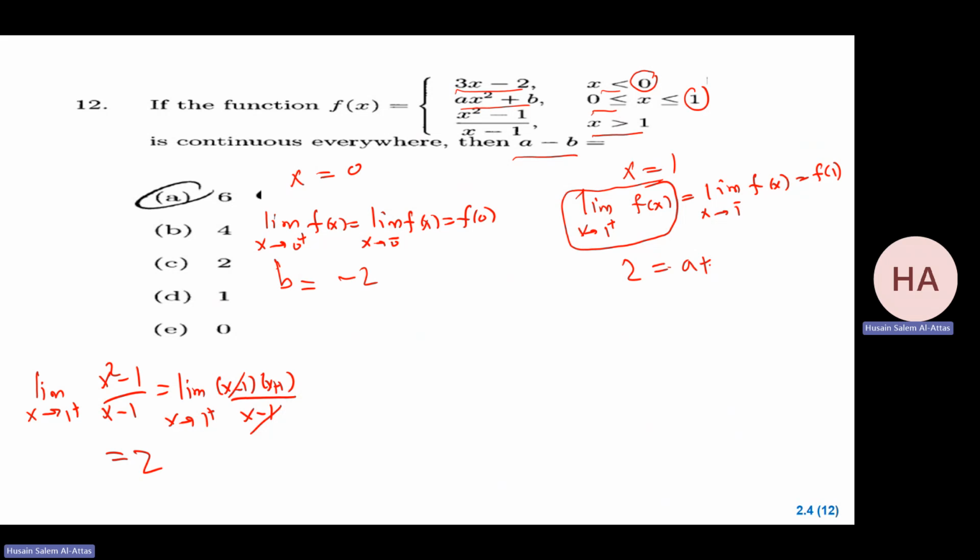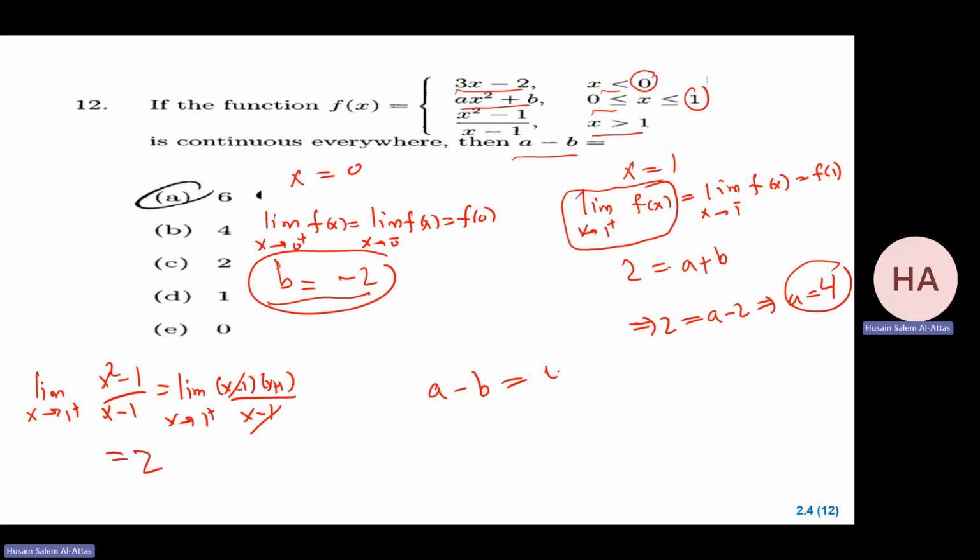From left, I am there. Substitute, you get a plus b. F of 1 will not make a difference. F of 1 will be a plus b. Okay, so I have b equal minus 2. Substituted there, so I have 2 equal a minus 2, so a equal 4. What does he want? He wants a minus b. I have this, they have this, so that will be 4 minus minus 2, that would be 6, which is the answer.